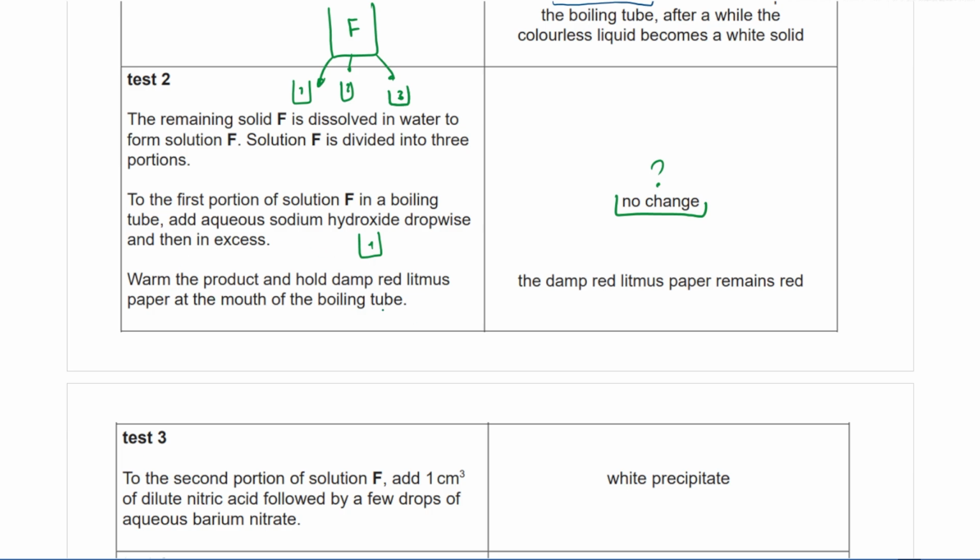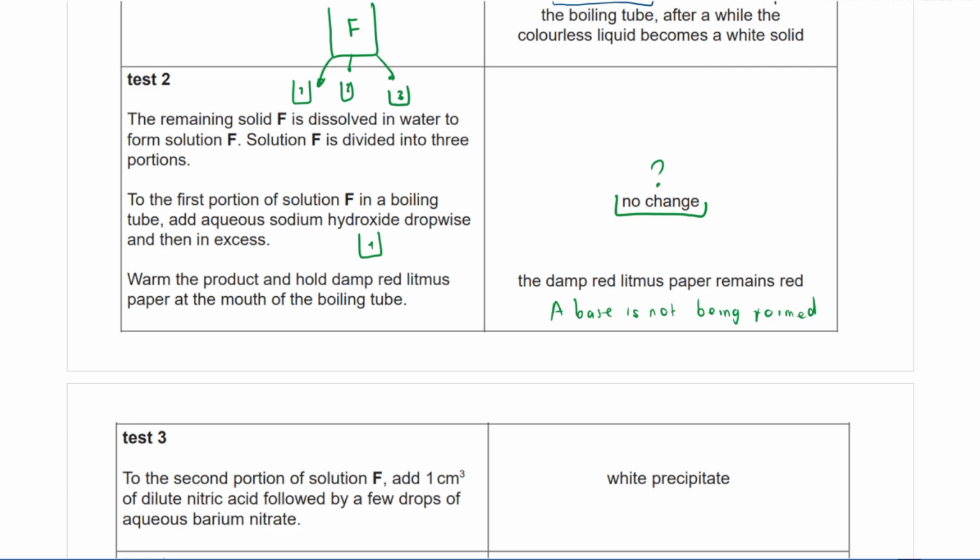Second, warm the product and hold damp red litmus paper at the mouth of the boiling tube. So we put the damp red litmus paper, and it says that it remains red. So if it remains red, we actually don't have any information from that. The only thing that we know is that a base is not being formed.